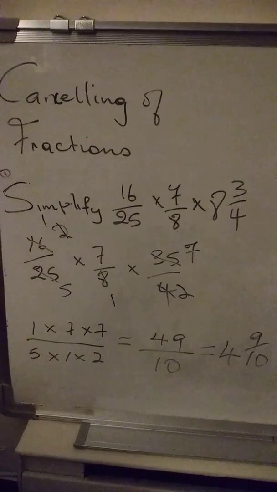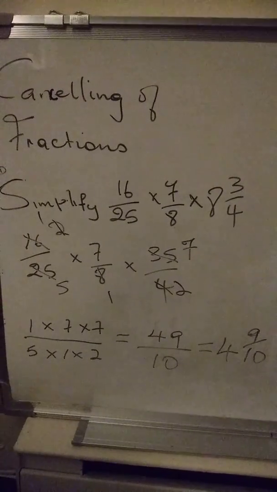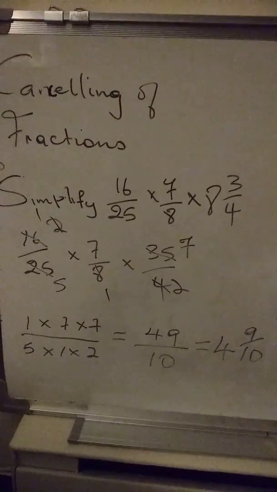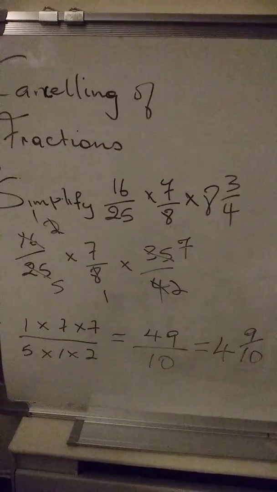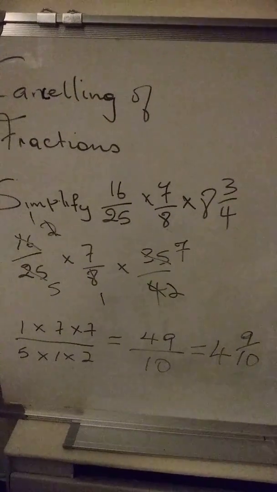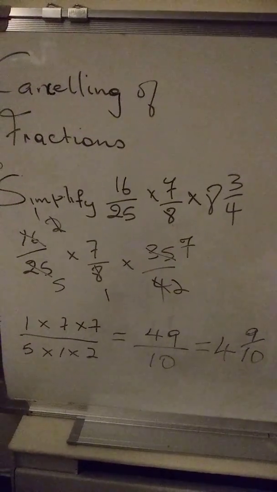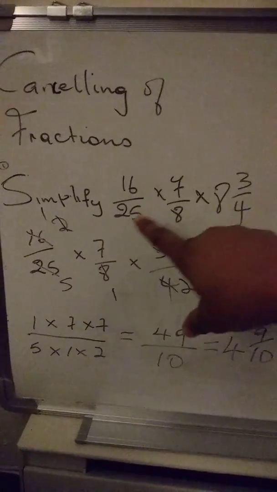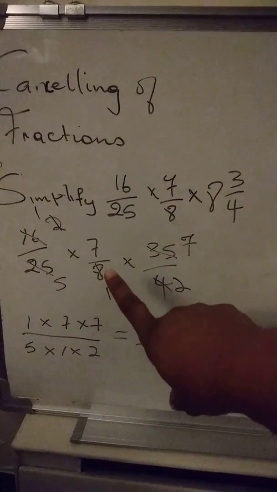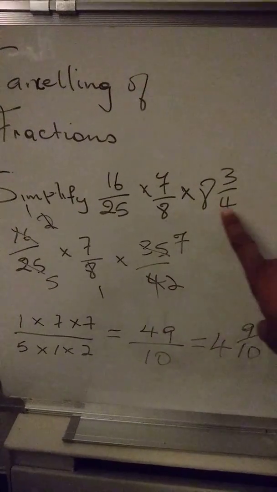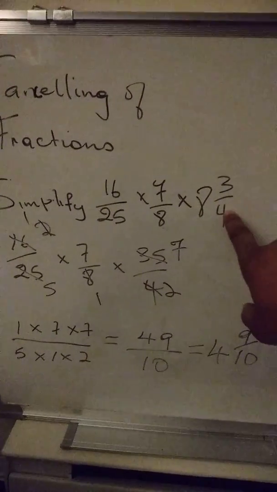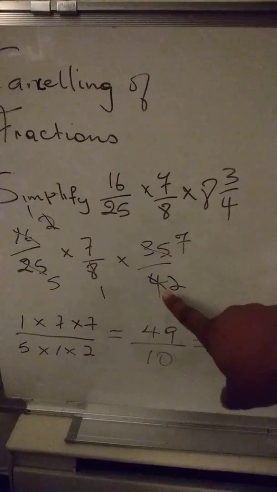And as I said, where you see the mixed fraction 8 and 3 quarters, it's best to change it to an improper fraction because you work better with it that way. So we have 16 over 25 times 7 over 8 times 35 over 4 after we have changed this. 4 times 8 is 32 and 3 is 35 over 4.